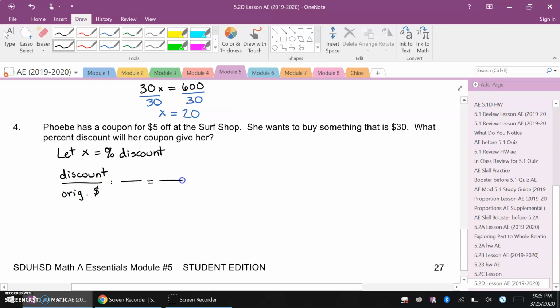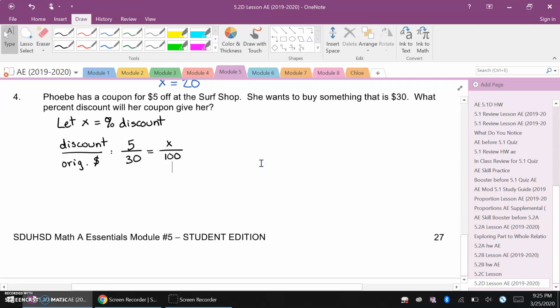And so since the $5 coupon is the discount, we've got 5 out of 30 equals x over 100. So if that's what you have, you did a great job. If you have x over 100 equals 5 over 30, that's also the same thing, so the order doesn't matter there. We just typically put the percents on the right-hand side. So we've got 30 times x equals 5 times 100. We'll go ahead and solve this together because this one comes out with a really strange answer.